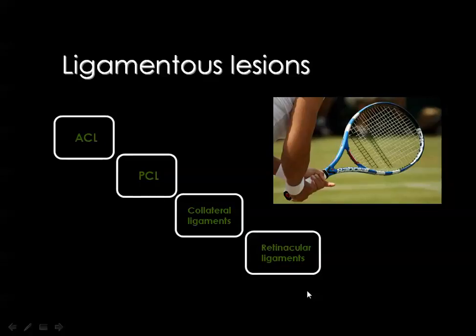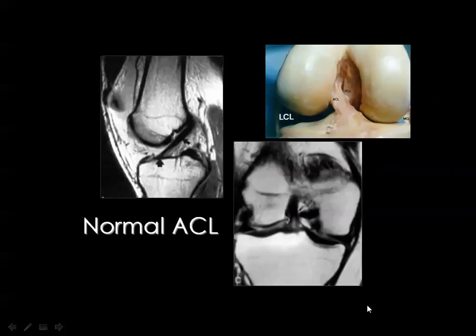We have three groups of ligaments in the knee: the cruciate ligaments, the collateral ligaments, and the patellar retinacular ligaments. Starting with the cruciate, one of the important cruciate ligaments is the anterior cruciate one, and this ligament is particularly commonly injured compared to the posterior cruciate ligament, which is more tough and less frequently injured.